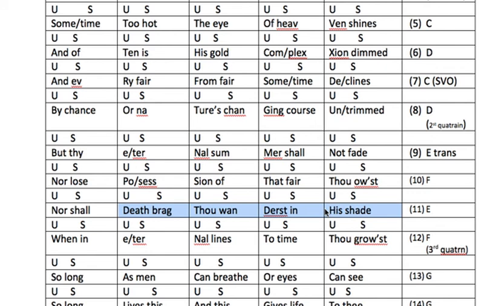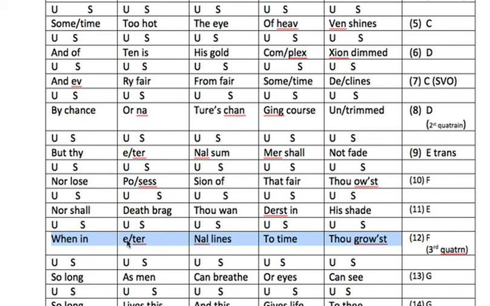Normally, that's what happens. We go from the sunlight of living to the shade of death. But here, the qualification is, nor shall death brag, thou wanderest in his shade. So what kind of eternal beauty would prevent even death from bragging that he's claimed this person? And here's where the qualification comes in. When in eternal lines to time thou growest. And so all these things, lines 9, 10, and 11, will happen when in eternal lines to time thou growest.